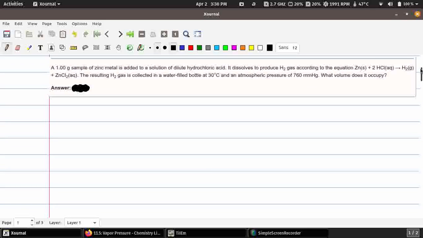So, all right, let us do this problem. I'm going to write down the chemical equation a little bigger. This is going to produce hydrogen gas because it's a metal reacting with an acid, and then some ionic compound that's aqueous.